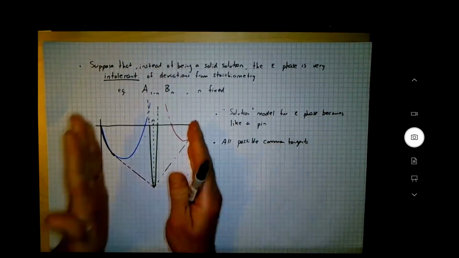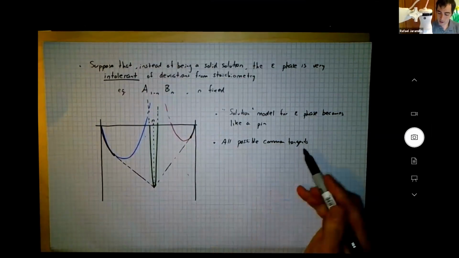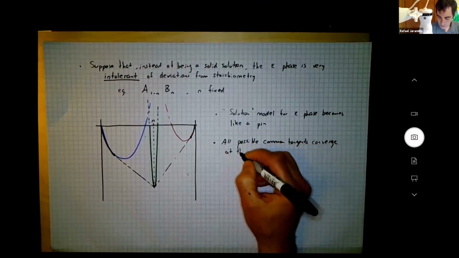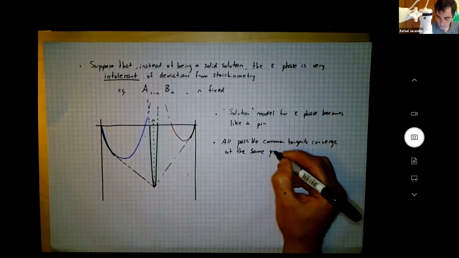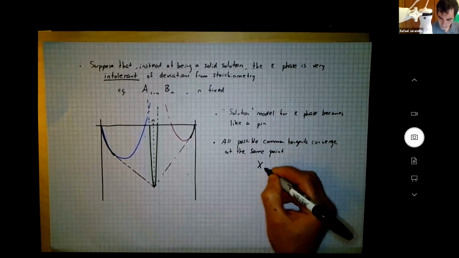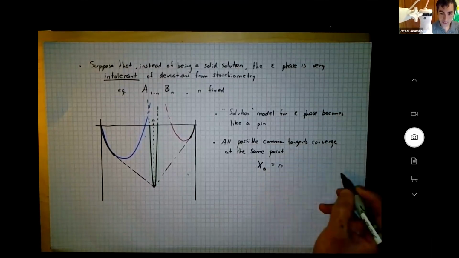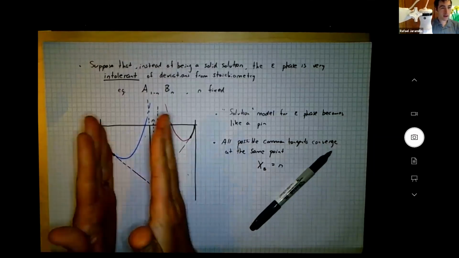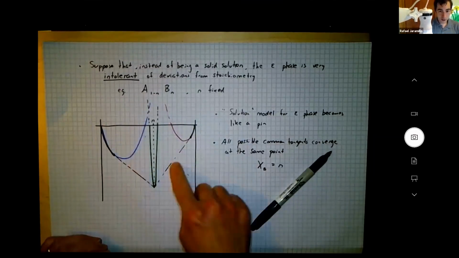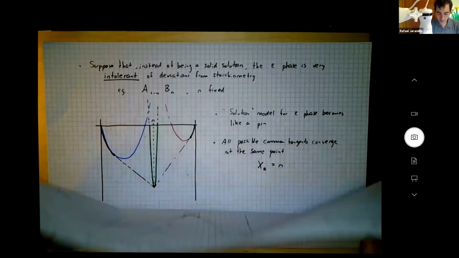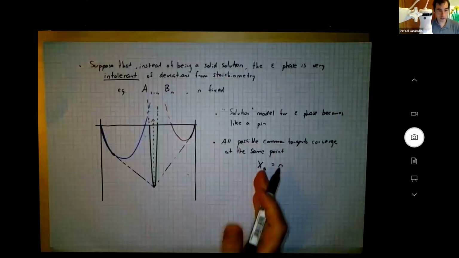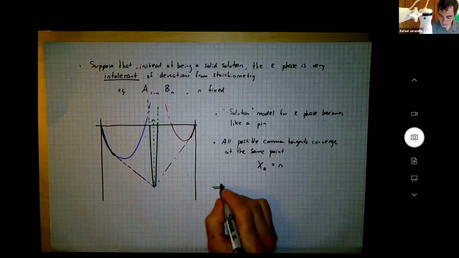So the solution model becomes very narrowly shaped like a pin. All possible common tangents are going to converge at the same point. That point is x of b equals n, right? That's that one composition that we find in nature. So you see how that's a geometrical fact? As this thing gets narrower and narrower, all common tangents are going to cross at that one point, right? Instead of crossing at different points, giving you a finite range of composition, they're all going to cross at that one point.